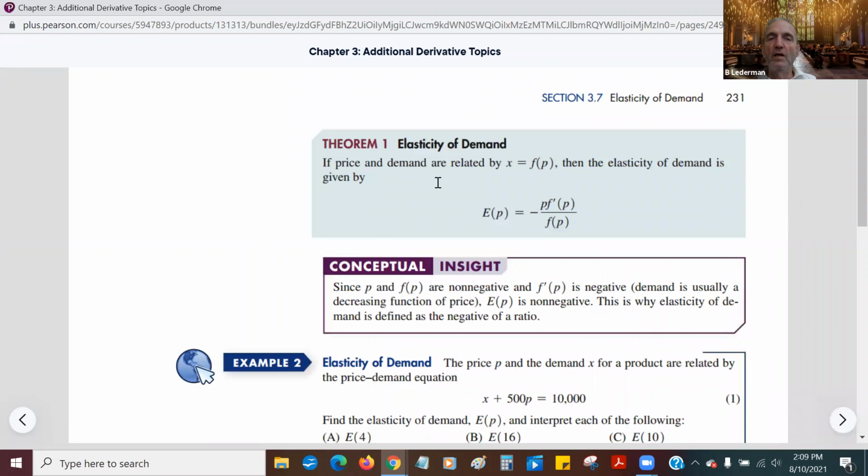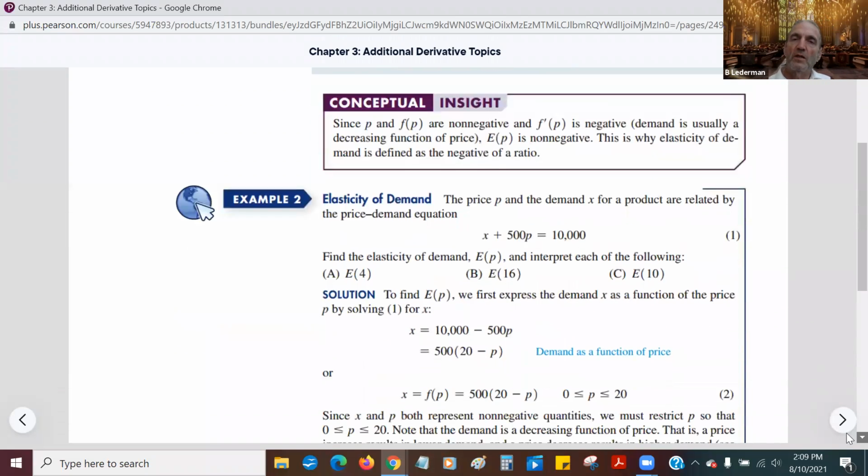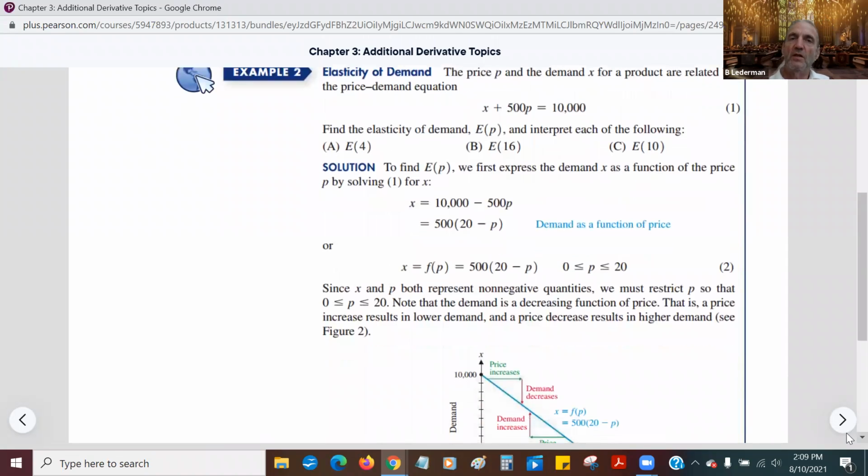And now, here's our theorem. If price and demand are related by X equals f of P, where demand is a function of price, then the elasticity of demand given by E of P is equal to negative P f prime over f, which is what we just said a minute ago. So let's use this to do a problem now. Let's see this in action.